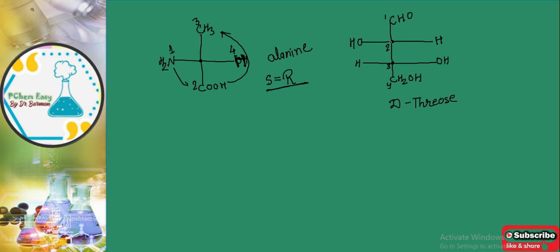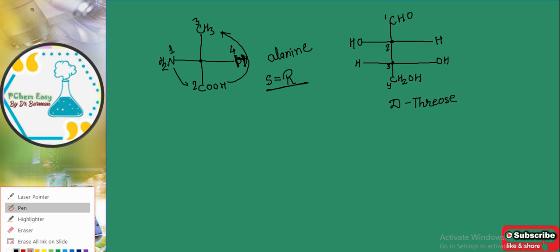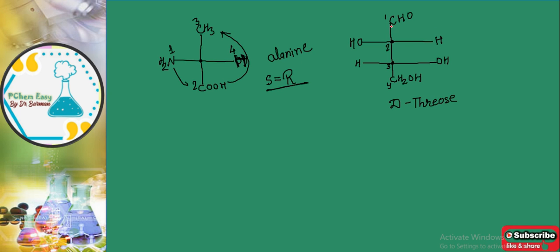See what we will do. First, we have to identify the 4 different groups. So what are those 4 different groups here? Let me show you. Group 1, group 2, group 3, and this will be the complete group 4. Okay, so now we have the 4 groups.